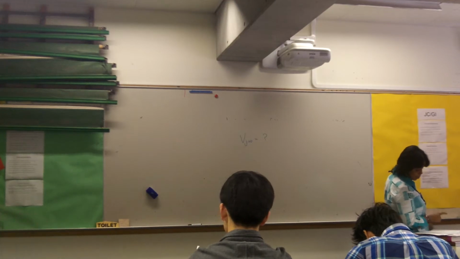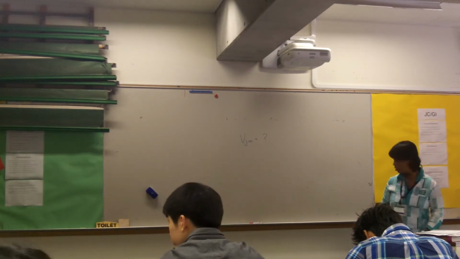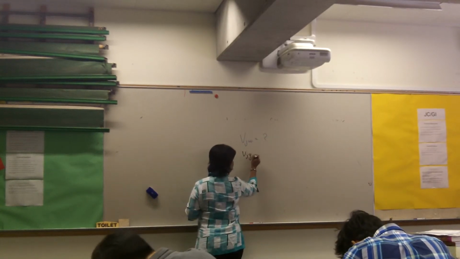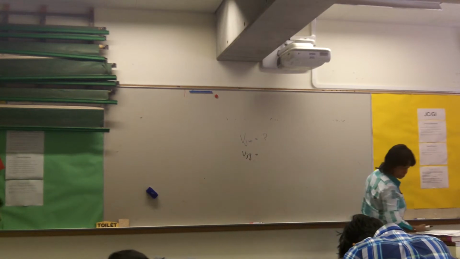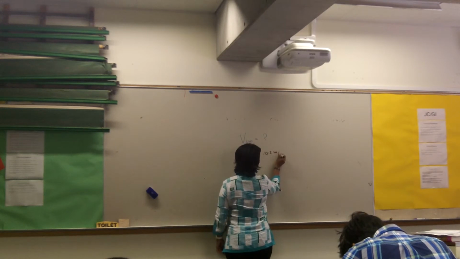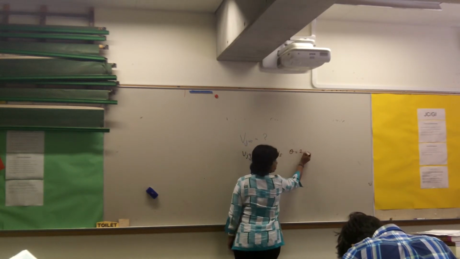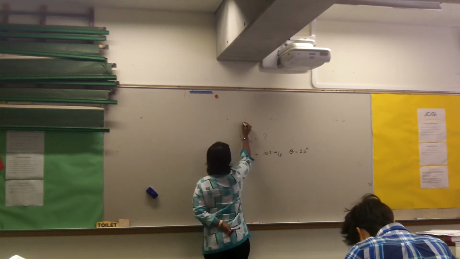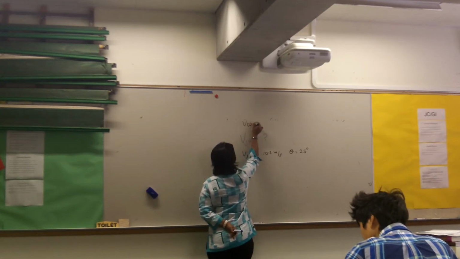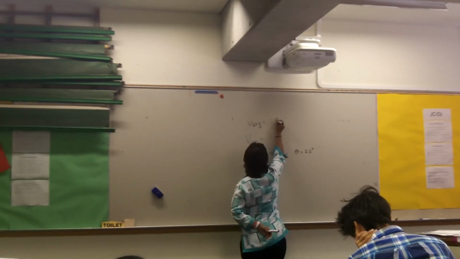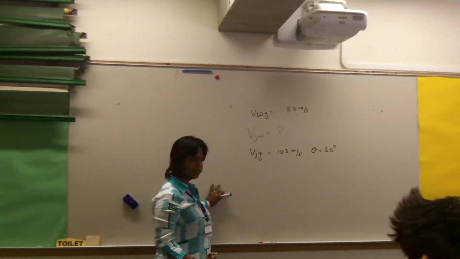Now, your velocity relative to the ground is given. Your jet ski to ground is 10.5 meters per second, and the angle is 20 degrees. And the water to ground is 3.5. That is what is given to you, right? All these are given. Is that clear to you?